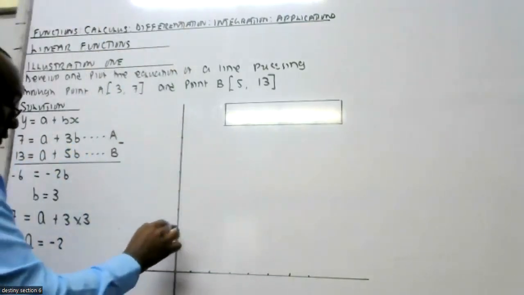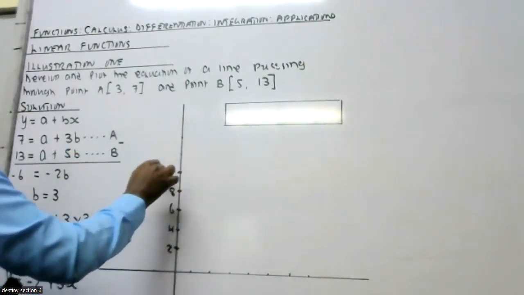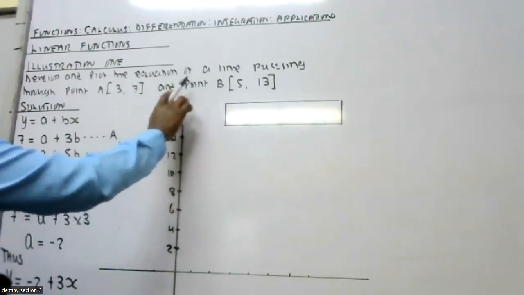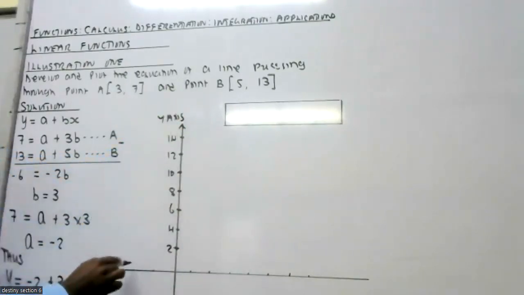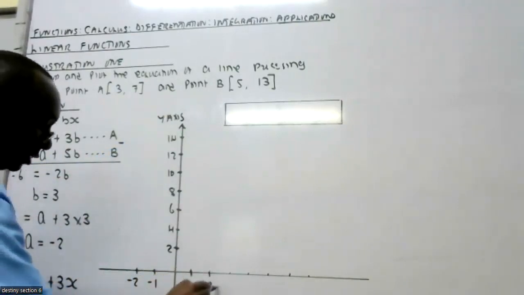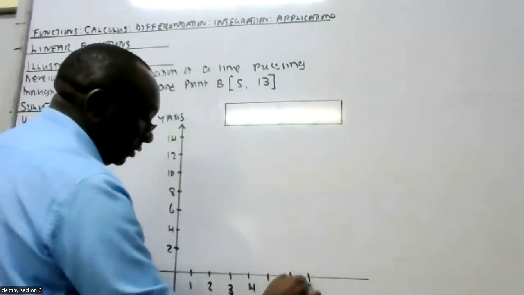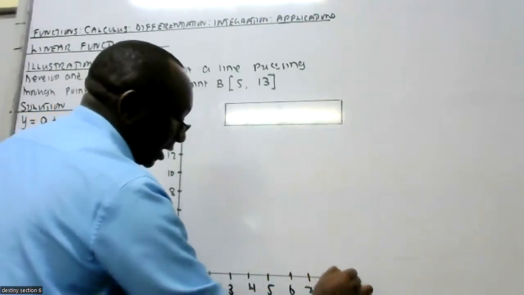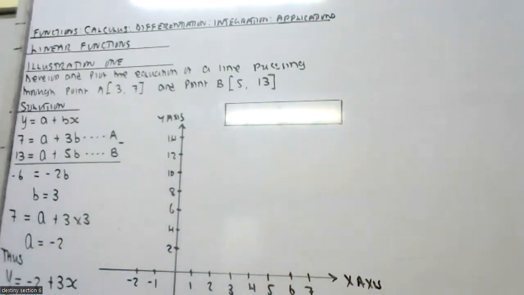So if this is 2, this is 4, this is 6, this is 8, this is 10, this is 12, this is 14. On the y-axis, this is minus 2, this is minus 1, this is 1, 2, 3, 4, 5, 6, 7. Just like a small graph. This is the x-axis.